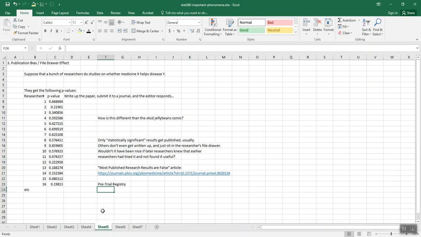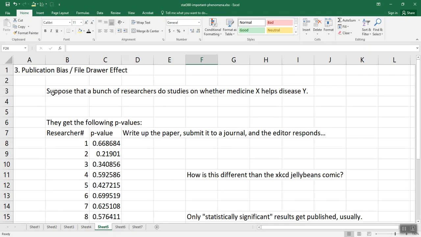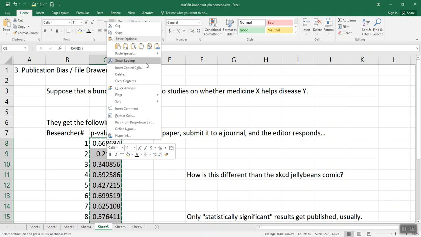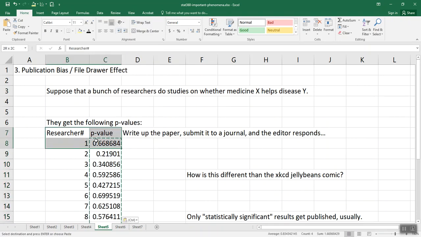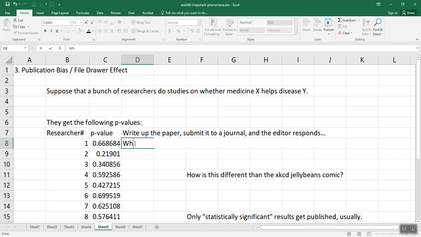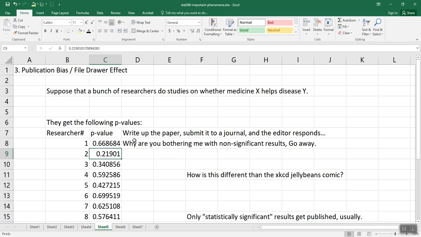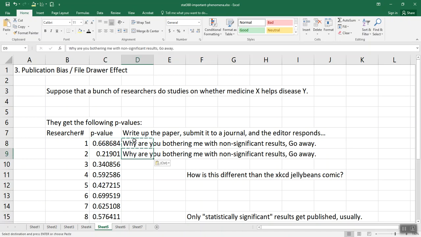Let's go look at the next big statistical issue. That's called the publication bias or file drawer effect. Let's say a bunch of researchers are doing studies on whether some particular medicine helps some common disease, and they get these following p-values. Now I'm just generating these randomly, just uniform between 0 and 1. Let's copy them and paste them back as values. So this first researcher does a study, gets a p-value of 0.66, writes up a paper, submits it to a journal, and the editor looks at the p-value and says, that's not a statistically significant result. Why are you bothering me with non-significant results? Go away. And then the next researcher does their study and writes it up with a p-value of 0.2 and submits it to this journal, and the journal says, why are you bothering me with non-significant results? Go away, I'm not going to publish your paper.